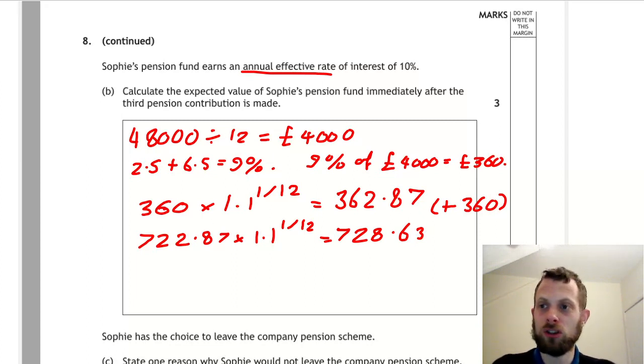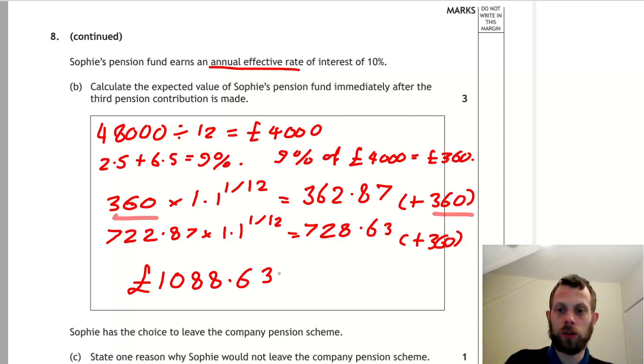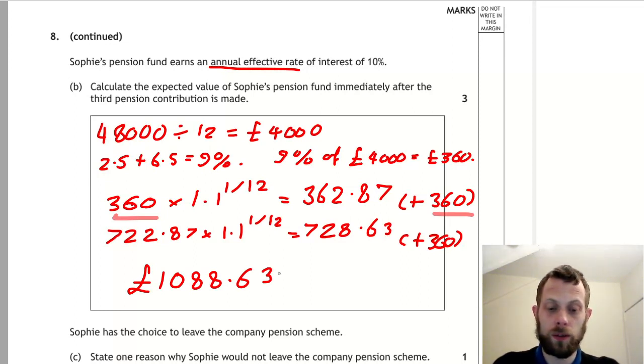So at the end of the second month, she's got £728.63. So how many contributions have we had so far? 1, 2, so 1 more contribution. So we have to add on another £360, and finally she will have £1,088.63 in her pension fund.